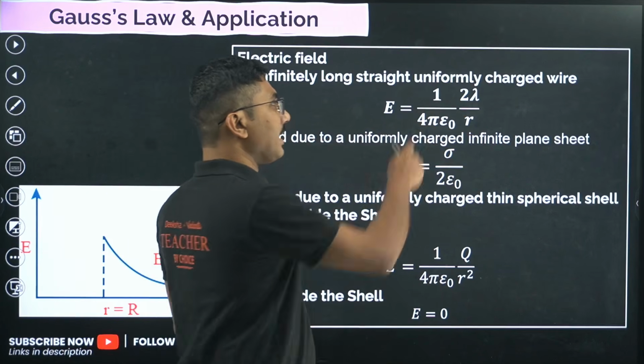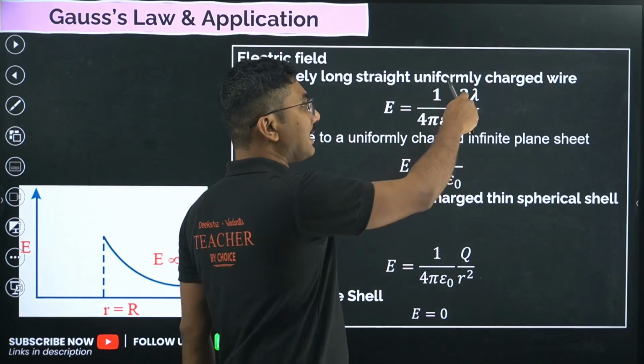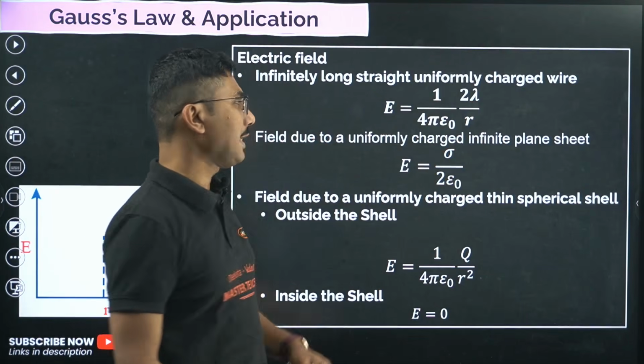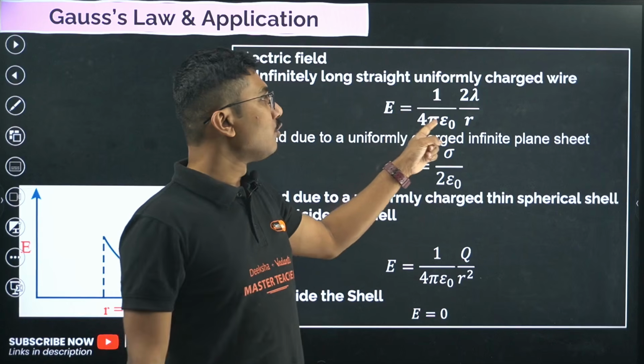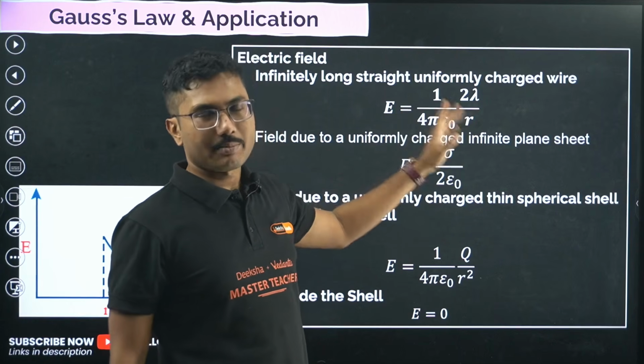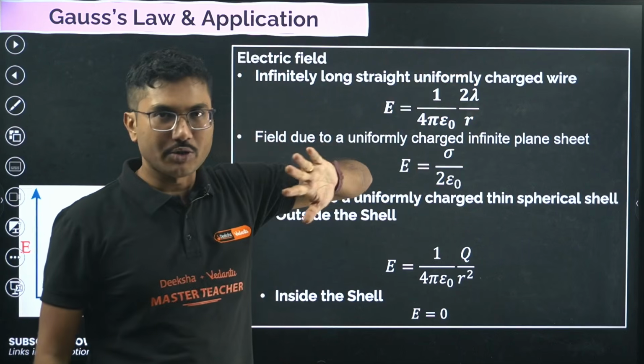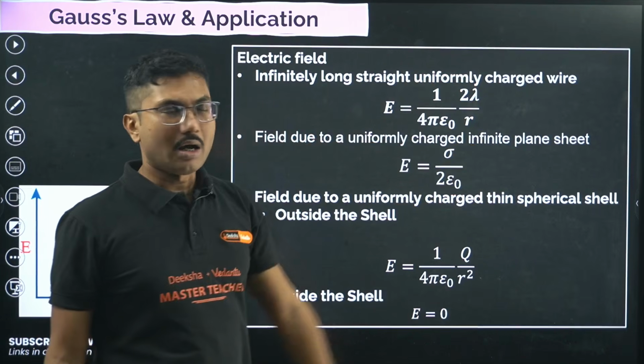Now remember, here we have 1 by 4 pi epsilon naught. That's why we have a 2 lambda over here. Generally in your textbook they give 2 pi epsilon naught and give lambda by r, but 1 by 4 pi epsilon naught is easier to remember, so that's why it is 2 lambda upon r.